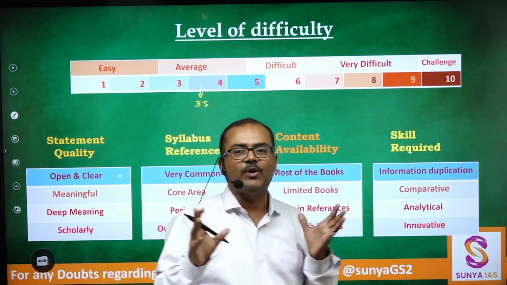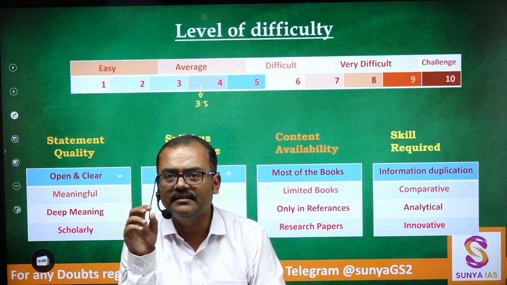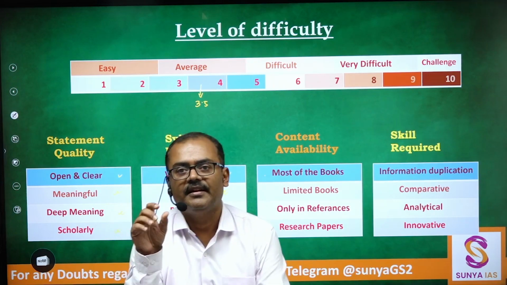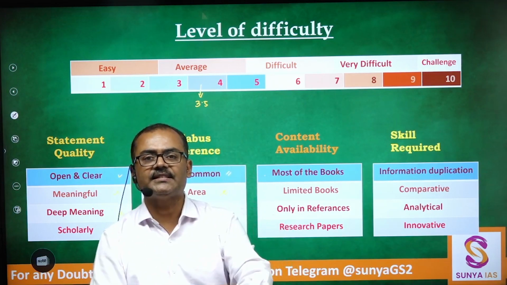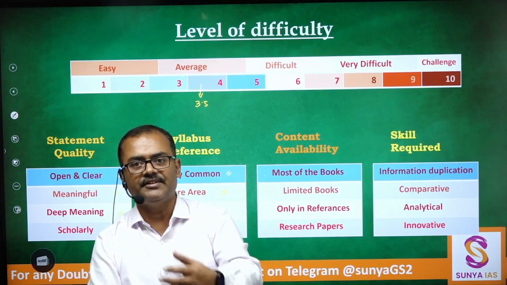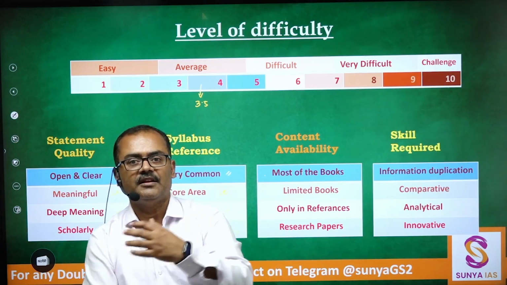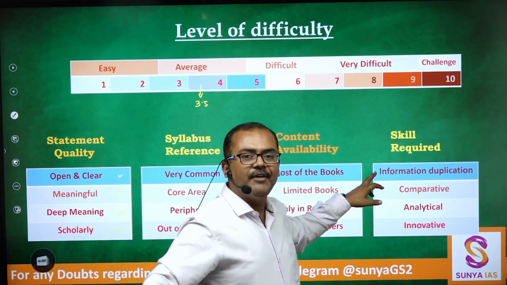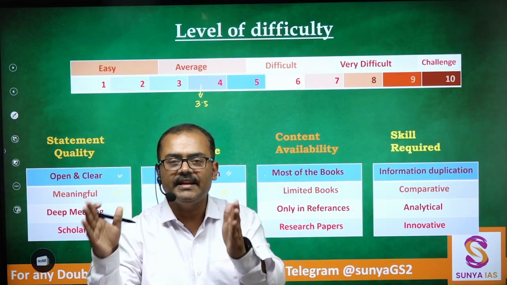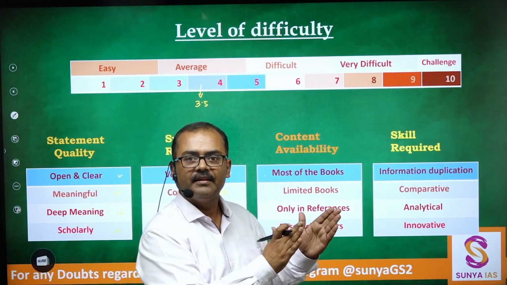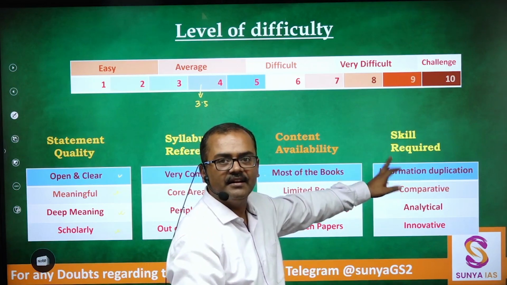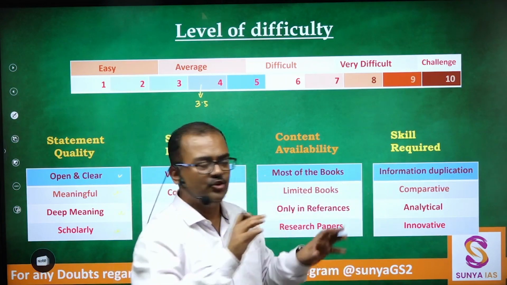Then comes skill required. Answer writing requires different types of skills. Every question does not assess the same type of skill of the candidate. Different questions assess different types of skills. If you have to bring some information and write it as it is, the skill required is information duplication. You study some content and you duplicate it there.